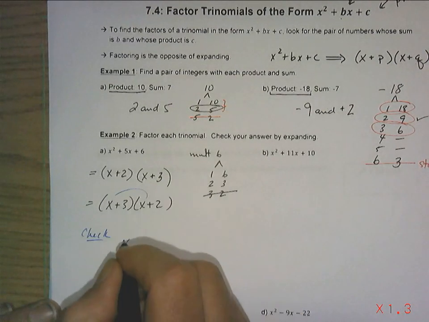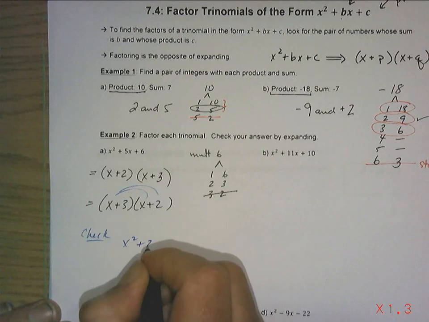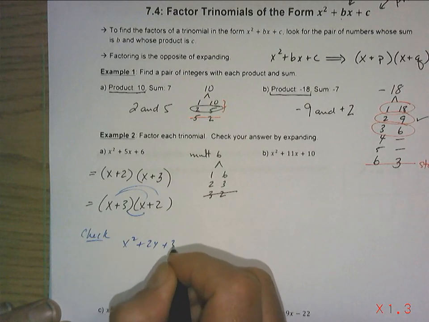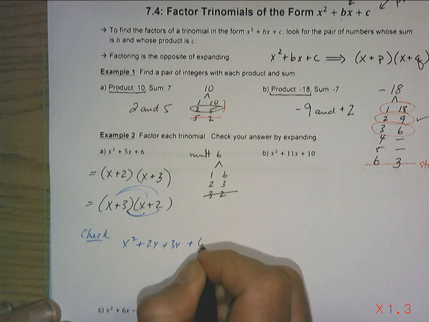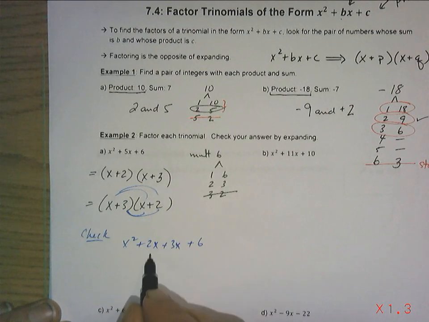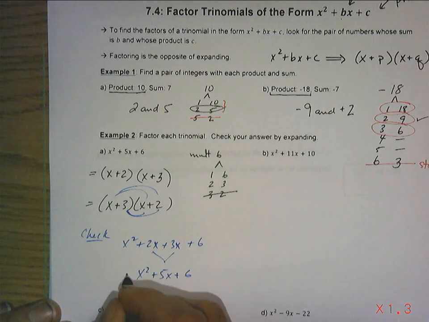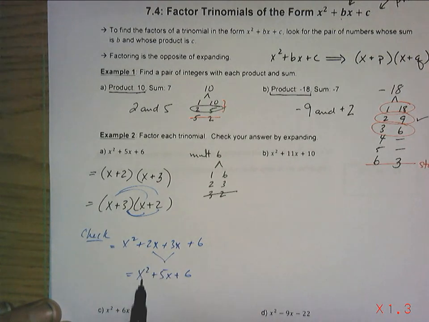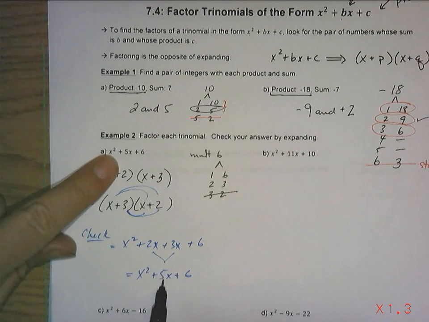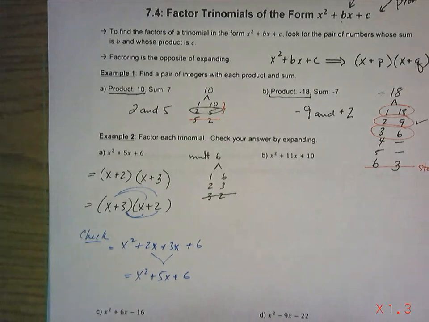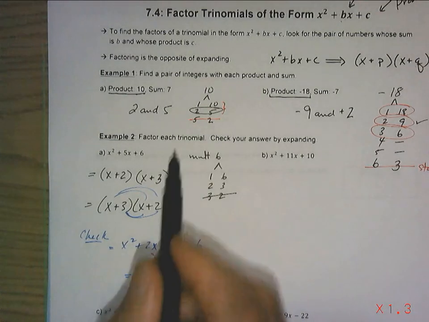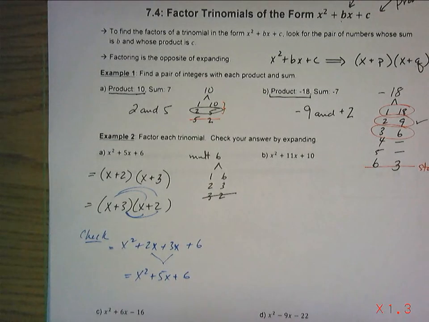X times x is x squared, plus 2x, plus 3x, plus 6. Looking at this, we notice that we have two like terms, 2x's and 3x's. And x squared plus 5x plus 6 worked. But we had to be careful which ones of these we used, right? The same will be true in all the other examples.